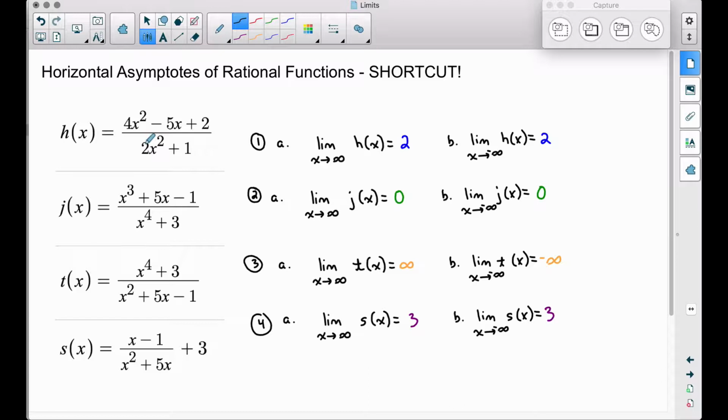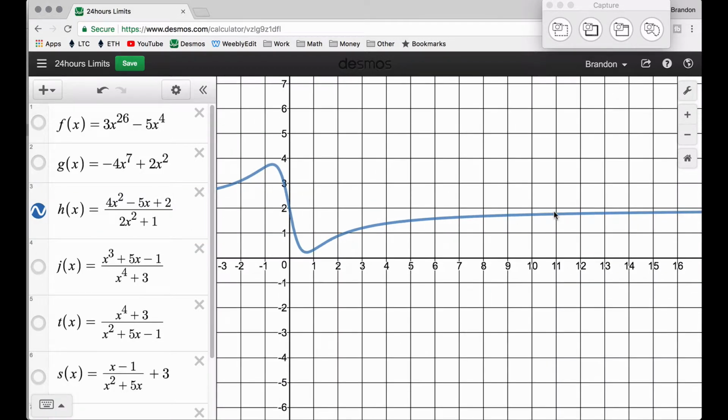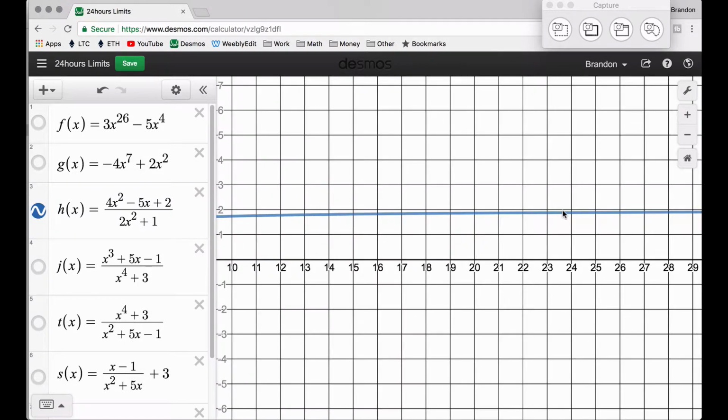With that said, let me show that to you. So here's the original h of x. We have degrees of 2 at the top and the bottom, but really what we're talking about are these leading coefficients. If the degrees match up, use the ratio of the leading coefficients to determine the horizontal asymptote. And if we notice here, 4 divided by 2 gives us 2. And we saw this in the previous video, but as you can see, as x gets big, this y value is going to get closer and closer and closer to 2, as you can see out here.